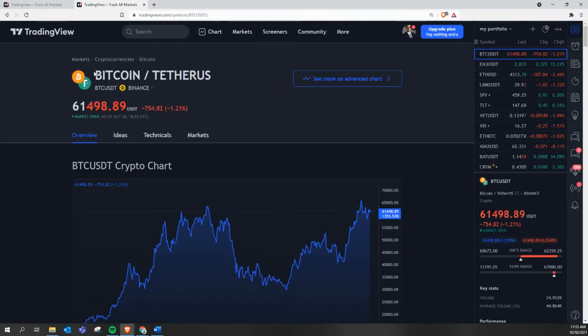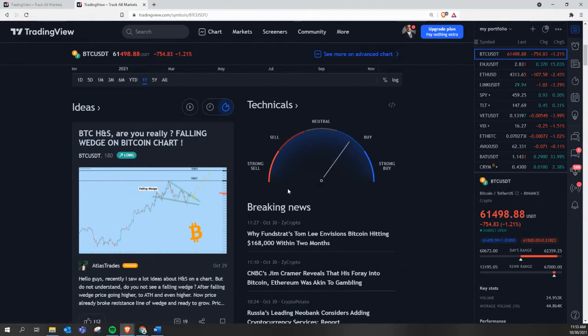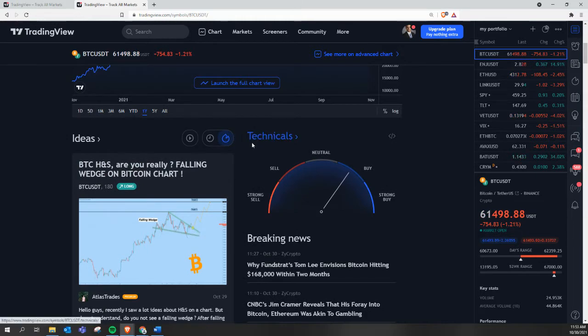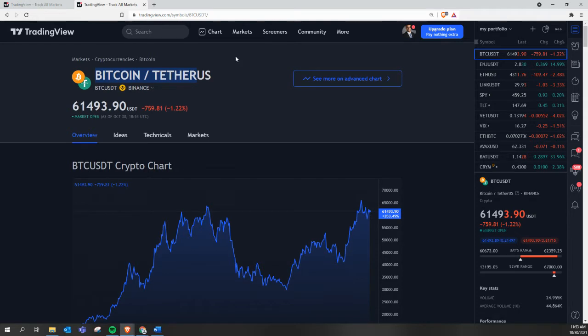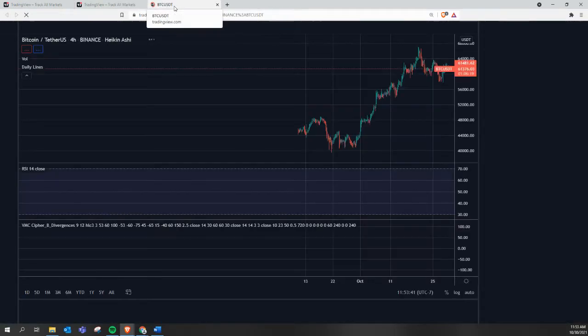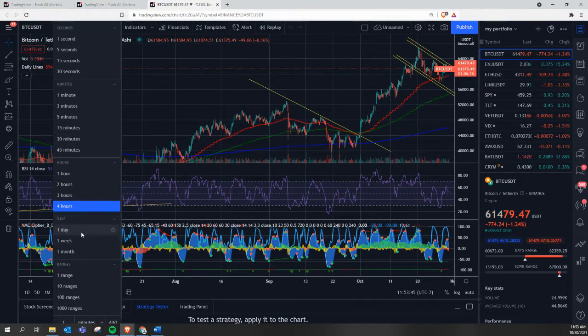So once you click on Bitcoin off of your tree, it's going to take you here. Okay, it's going to take you to all the different ideas that people are posting, some kind of generic technical analysis. So I wouldn't pay too much attention to that. But we're going to go to a more advanced chart because we're going to get really good at this. Okay, we don't need some little meter to tell us where it's trading at.